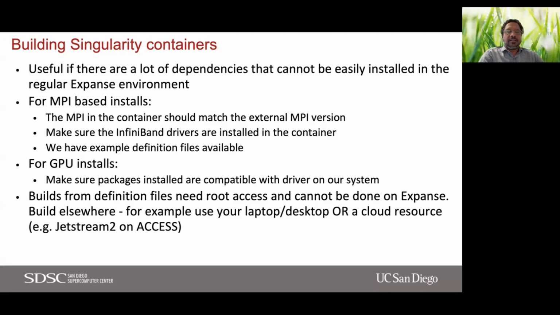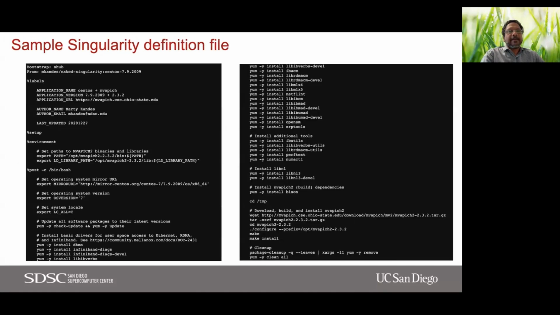Now, the other issue with building these is if you're building from definition files, you need root access, so you cannot do this on Expanse directly. So you have to build elsewhere. Most of the time, your laptop or desktop might be enough to build a Singularity image. But if it gets too big and you don't have the resources, you can use a cloud resource. And under ACCESS, Jetstream2 is a good option, and we've used that quite a few times ourselves.